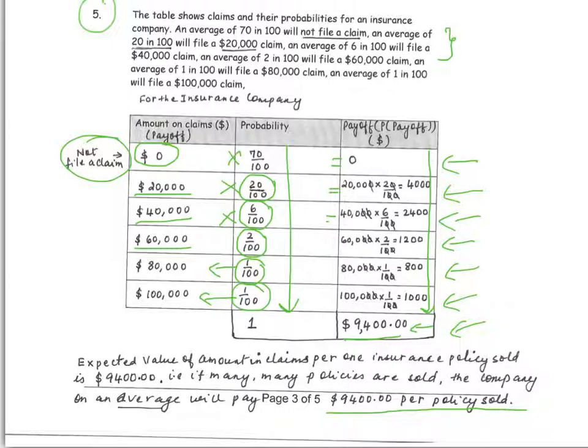So if they're going to figure out what premium to charge a customer, then they're going to have to mark their amount above $9,400, because this is the amount that they can expect to pay for each policy sold. On average, it doesn't mean that for every policy they'd have to pay a certain amount of money because, as you can see, 70% of the time they get away without paying anything in claims. So let's look at the next page to answer questions related to this.